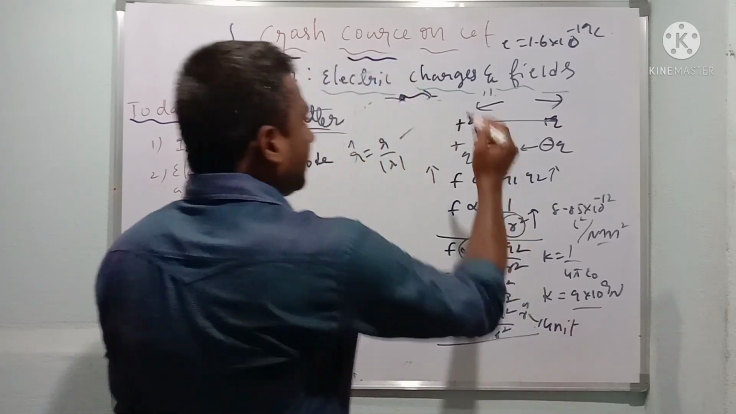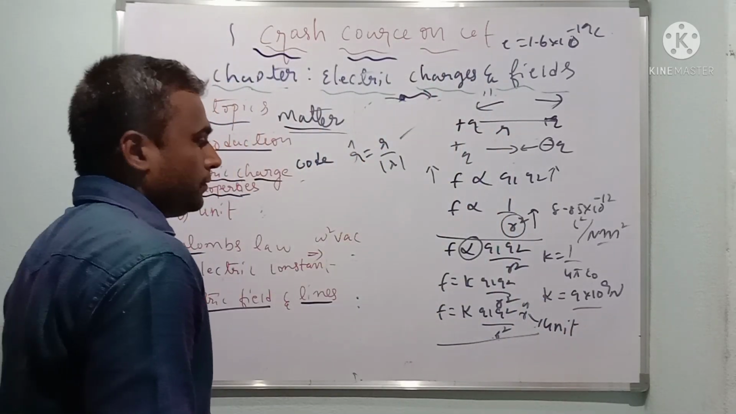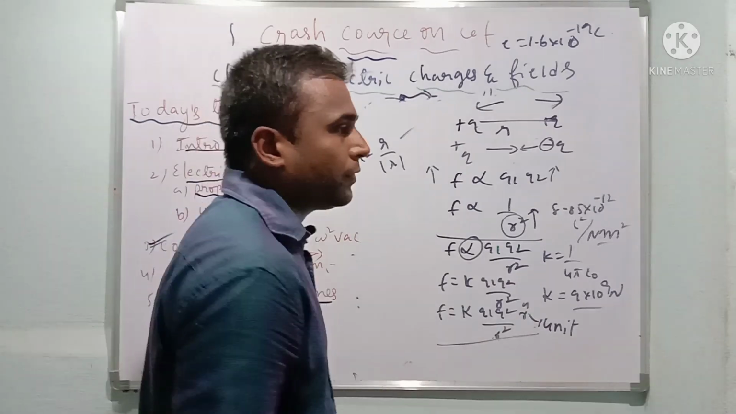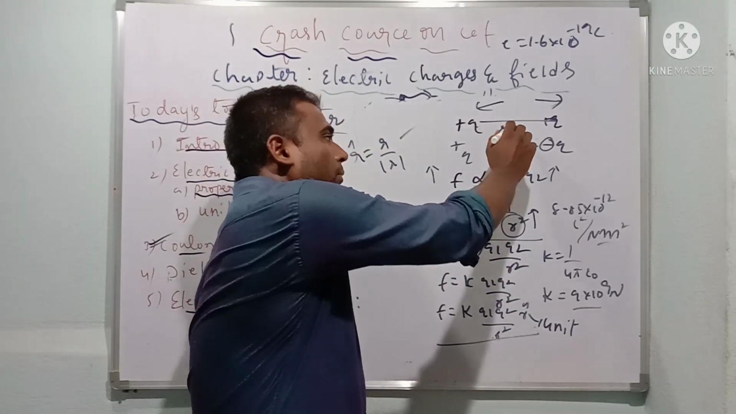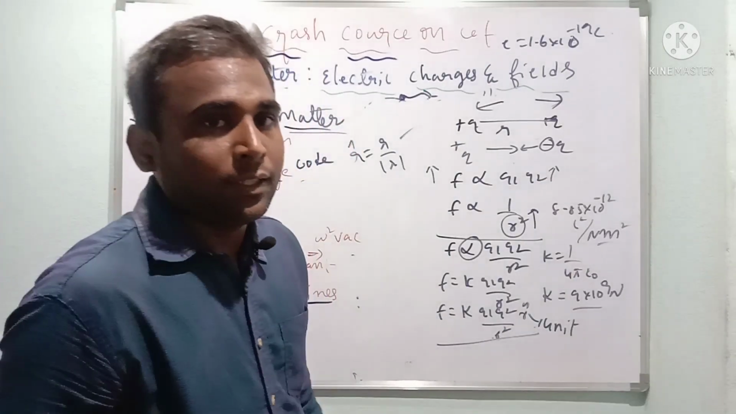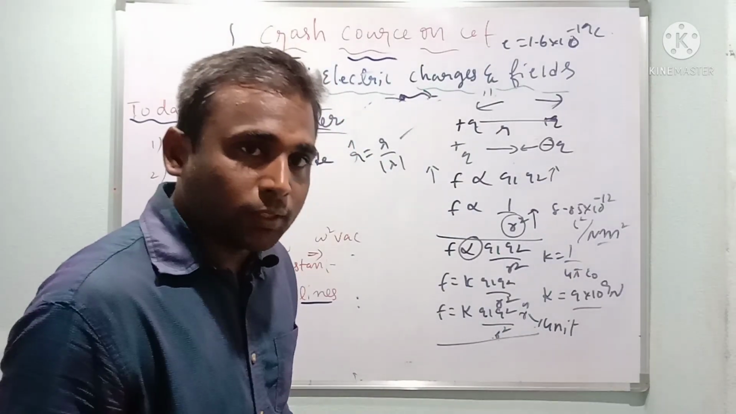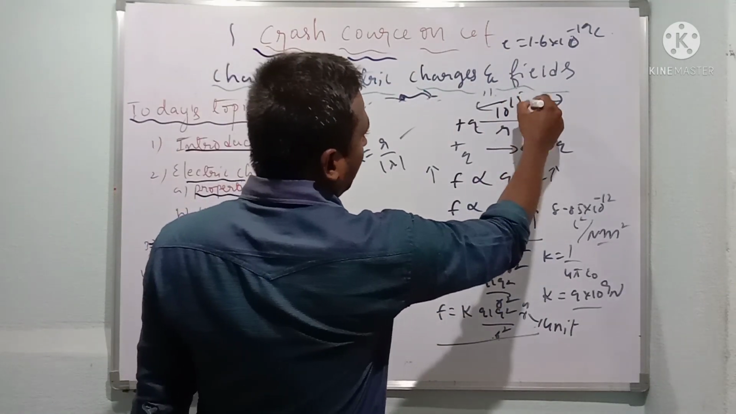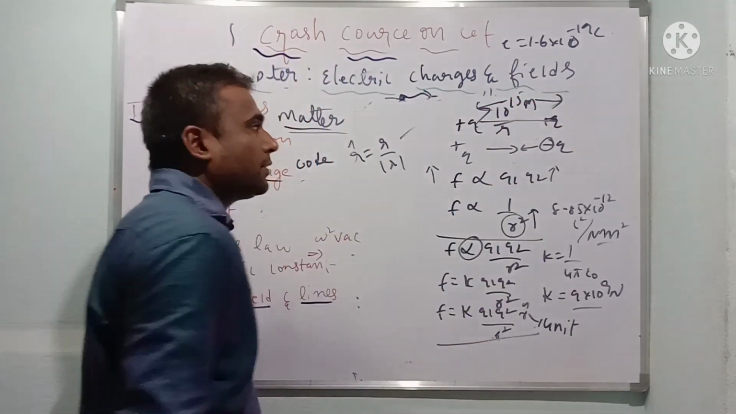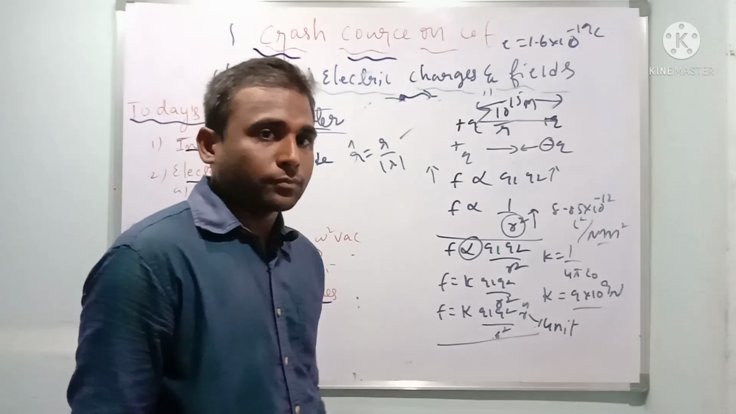Dear children, this law fails to explain the electrostatic force between moving charges. Okay, it is applicable only for point charges. That is the greatest drawback of Coulomb's law. And the second one is, if the distance is less than 10 to the power of minus 15 meter, this law is not going to be applicable.